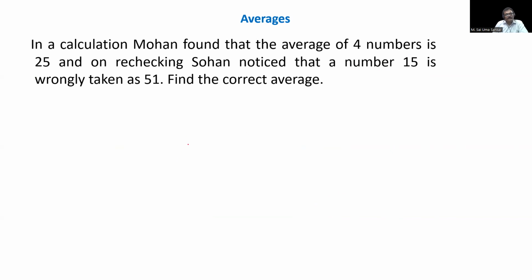Next one. In a calculation, Mohan found the average of 4 numbers is 25. On rechecking, Sohan notices that a number 15 is wrongly taken as 51. The correct average is? Here, let us do 2 methods. 4 numbers, average how much? 25. What is the total? That is equal to 100. Sohan noticed that the number 15 is wrongly taken as 51.